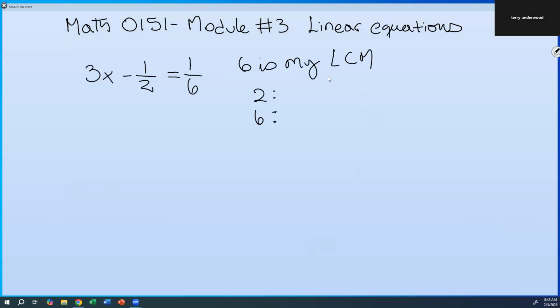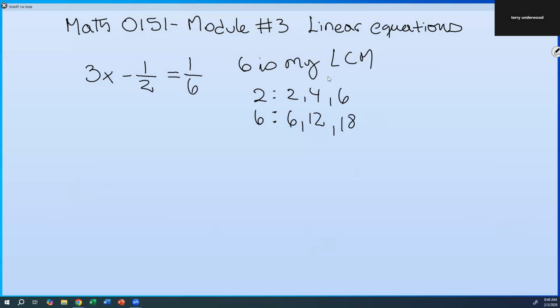And you begin to multiply each one of these numbers by 1, and then by 2, until you have a number that appears in both the multiples of 2 and the multiples of 6. So 2 times 1 is 2, and 6 times 1 is 6. 2 times 2 is 4, and 6 times 2 is 12. And 2 times 3 is 6, and I stop there. Or you can go 6 times 3 is 18.